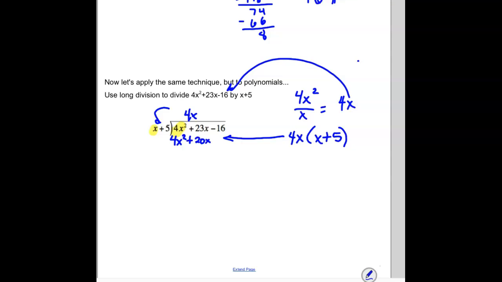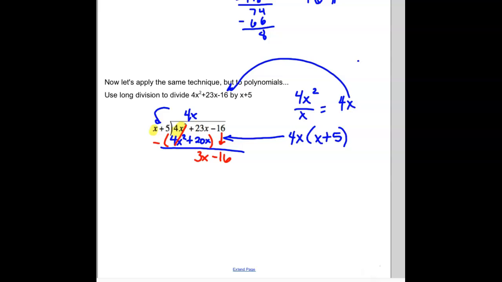And our next step with any kind of long division is to subtract. But here's where you have to be careful, because you are subtracting this whole binomial. Okay? So we now have 4x squared. We're subtracting 4x squared. That will drop out. If it doesn't, you've done something wrong. That first column should always drop out when we subtract. Then we have 23x, and we're subtracting 20x, so we would have 3x left over. And we then bring down our negative 16, and we repeat the process.